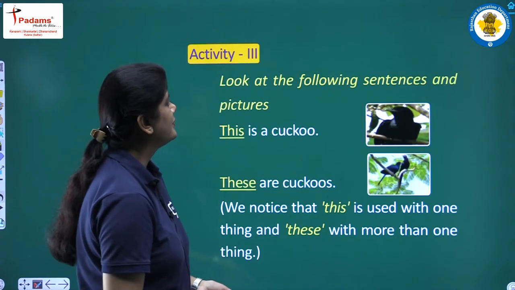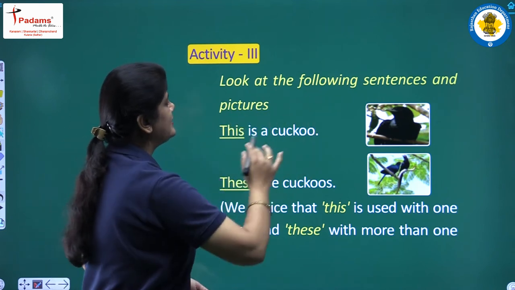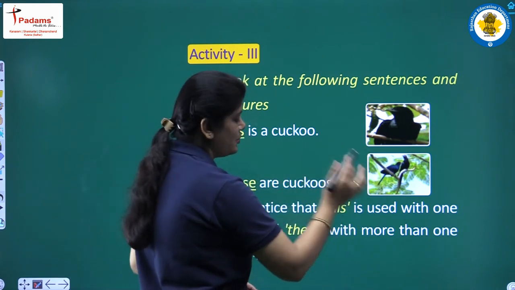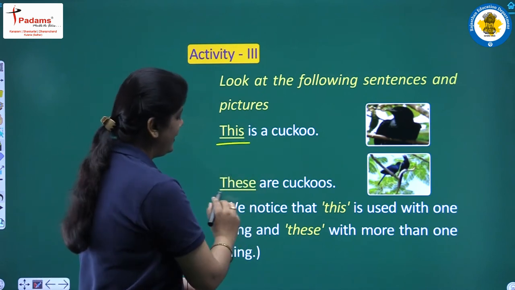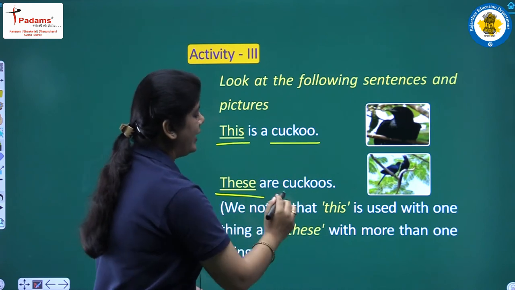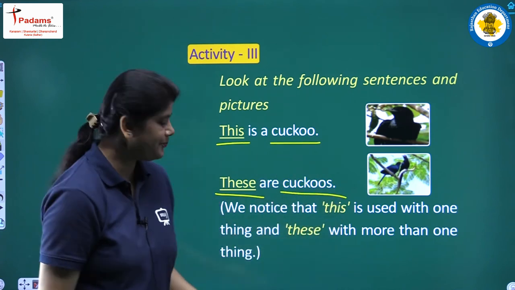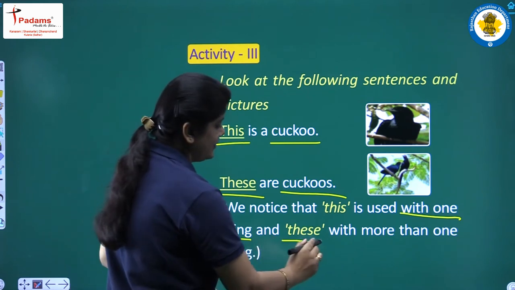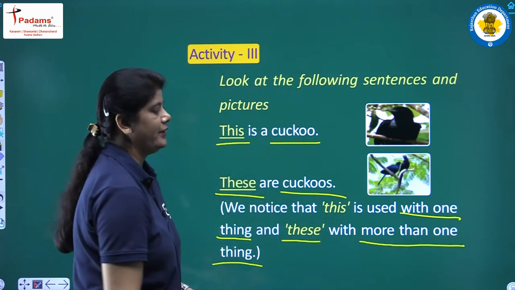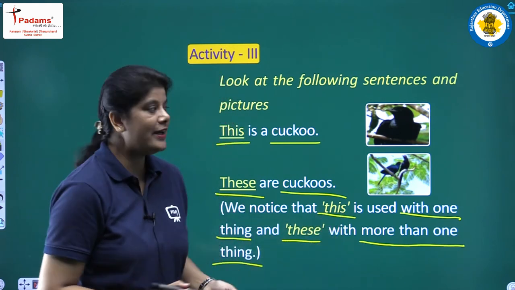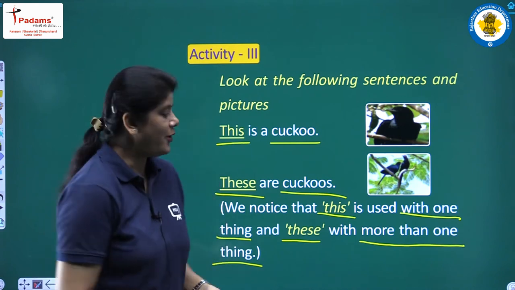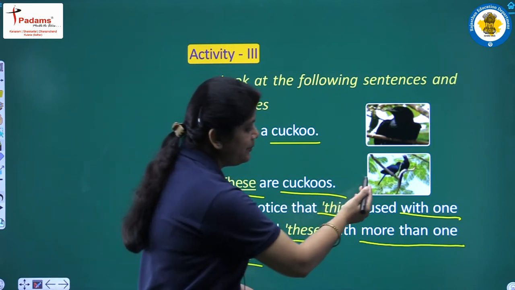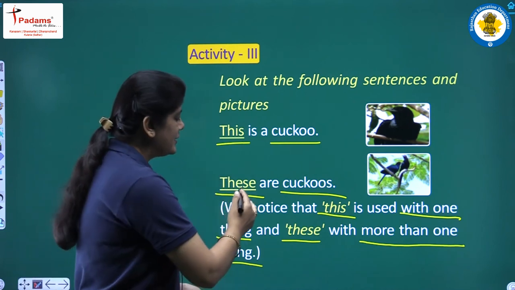Okay students, now activity 3. Look at the following sentences and pictures. This is a cuckoo. These are cuckoos. This and these. Cuckoo and cuckoos. What is the difference? We notice that this is used with one thing and these with more than one thing. When did we use this? When we are talking about one cuckoo. And when did we use these? When we are talking about more than one. It is more than one. So that's why we use these.